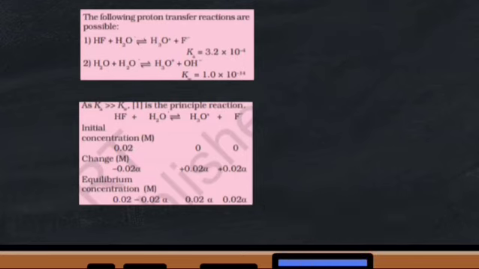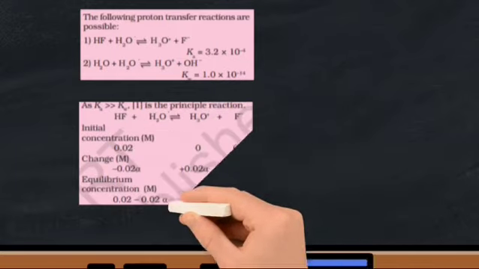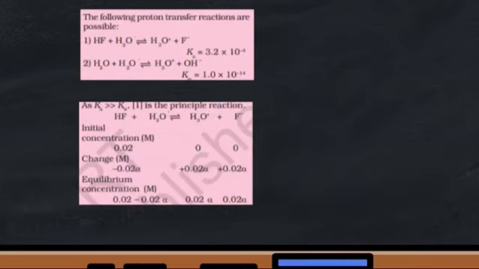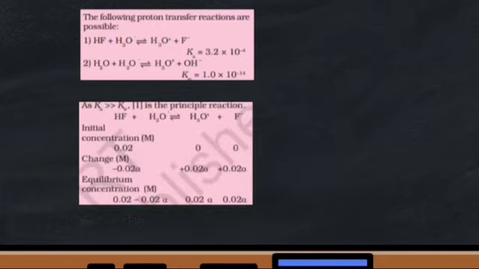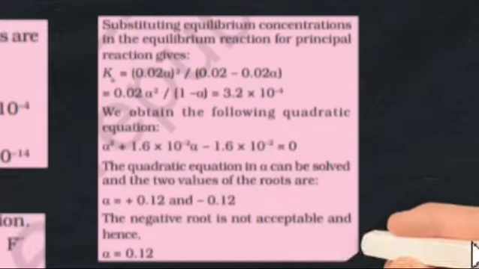So the reaction to consider is the first reaction, HF + H2O in equilibrium with H3O+ + F-. The initial concentration of HF is given as 0.02, and initially the concentrations of H3O+ and F- are 0. Here alpha is the degree of dissociation. So at equilibrium, the concentration of HF will be 0.02 minus 0.02 alpha, and the products' concentrations will be 0.02 alpha and 0.02 alpha respectively.